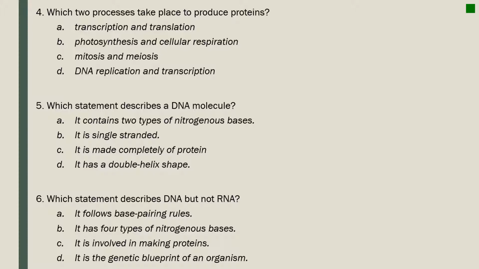6. Which statement describes DNA but not RNA? A. It follows base pairing rules. B. It has four types of nitrogenous bases. C. It is involved in making proteins. D. It is the genetic blueprint of an organism.